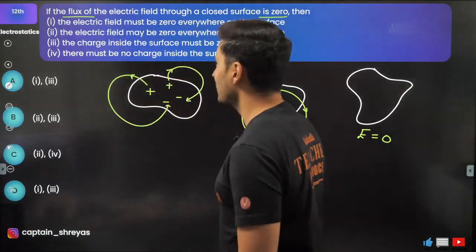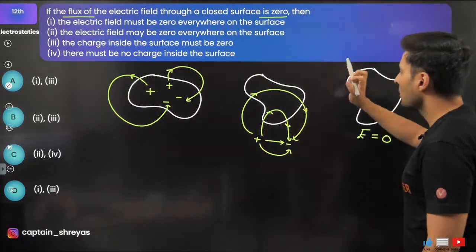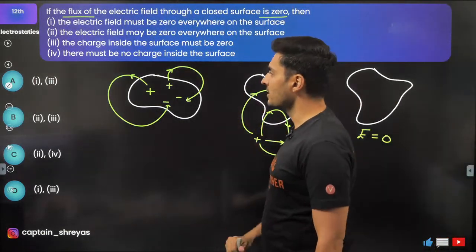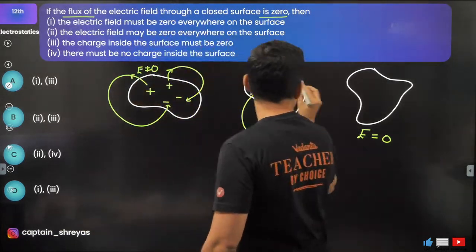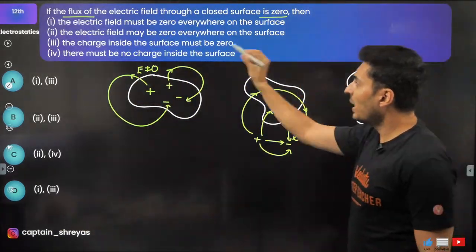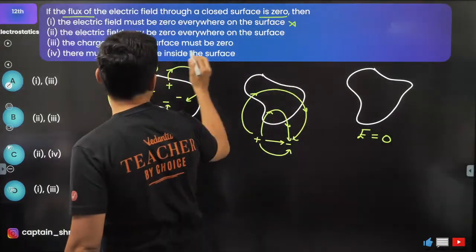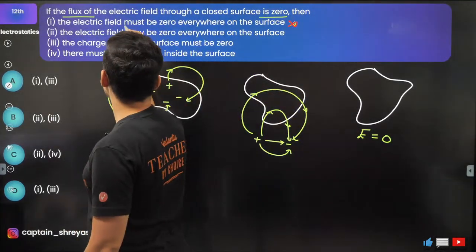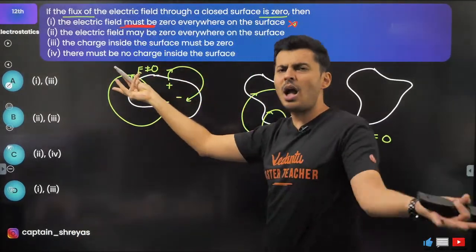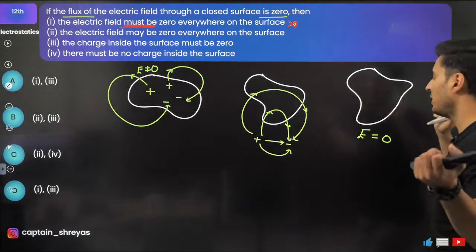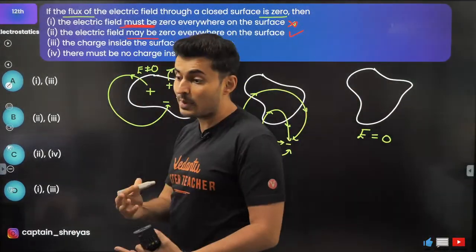Now check out the statements. Electric field must be 0 everywhere. No, here electric field is non-zero. You can see at every point, electric field is definitely not 0. In this case, electric field is 0. So "must be" is definitely wrong, guys. This word should not have been there. Electric field may be not 0, may be 0. Possibility is there. So there is a difference between "may be" and "must be".